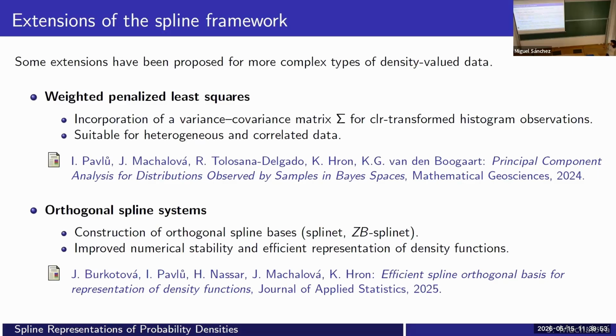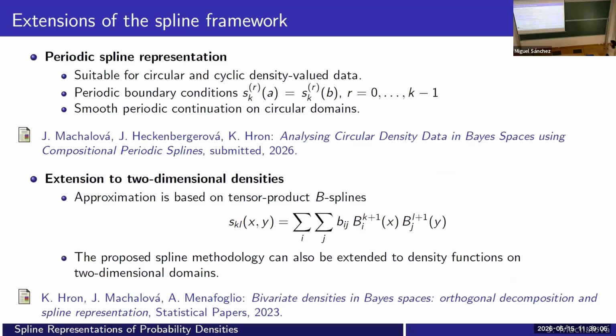As Hiba mentioned on Tuesday, we also work with orthogonalization. So we use Splinet and ZB Splinet, which I'm going to talk about later. And of course, we work with functional densities for periodic boundary conditions. So it means that we work with circular density data.